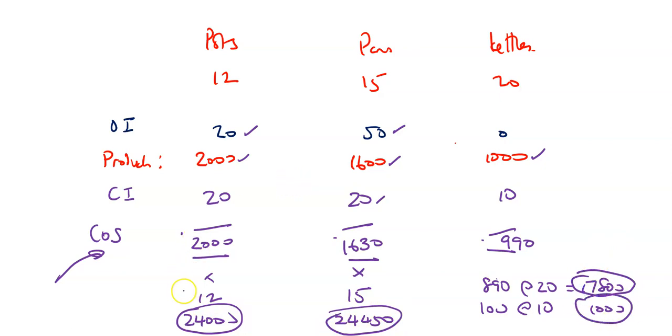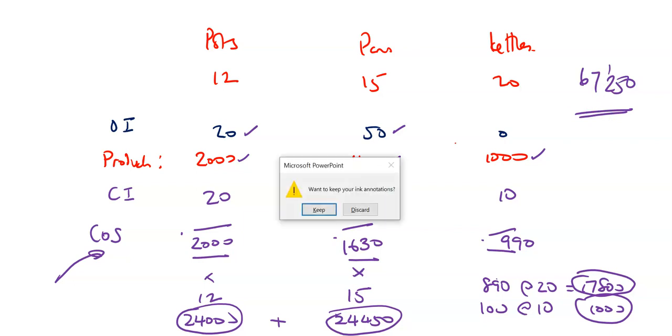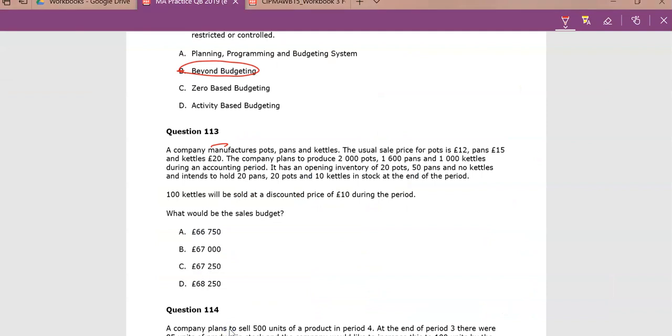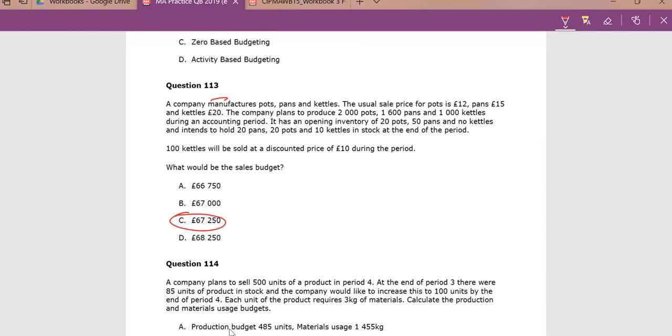And when you add all these figures together, you will get this plus this plus this plus this. You will get a total figure of 67,250. That's what you're going to get. So that makes your answer. If we go back to our question sheet, that means that you have an answer of C. Yes, C. Okay, great.